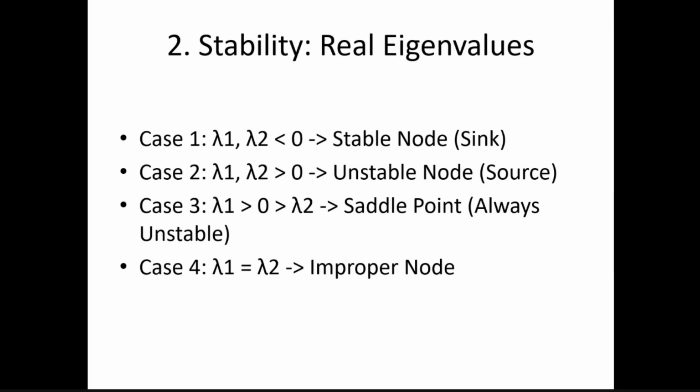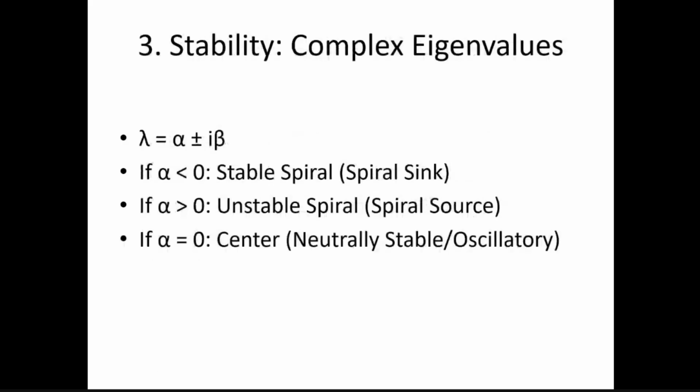If λ1, λ2 are less than 0, it is a stable node. If λ1, λ2 are more than 0, it is an unstable node. If λ1 is more than 0 and λ2 is less than 0, it is a saddle point, which is always unstable. If λ1 equals λ2, it is an improper node. If the eigenvalues are complex, like α ± iβ, if α is less than 0, it is a stable spiral. If α is more than 0, it is an unstable spiral. If α equals 0, it is neutral stability.